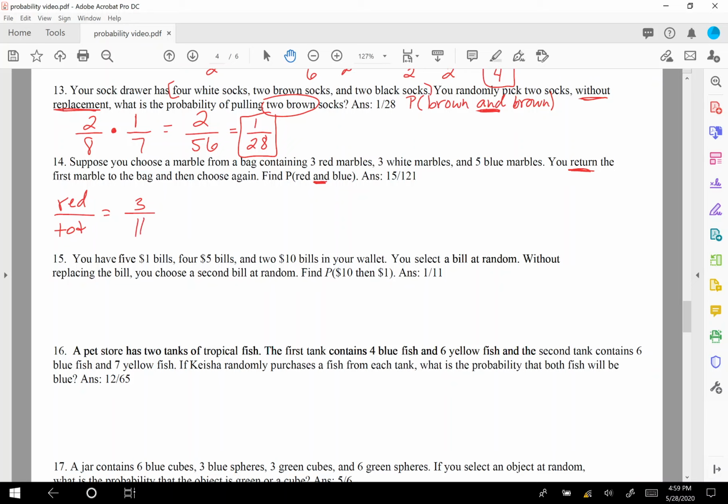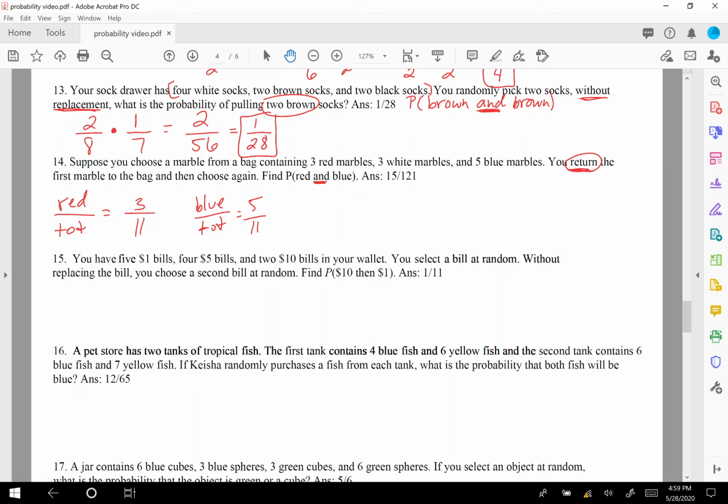Now it says we return it. Okay, we return it. So now we're going to choose again, but this time we want blue. Well, how many blue are there? There are 5 blue out of a total of 11. Okay, our total didn't change because we returned that first marble.